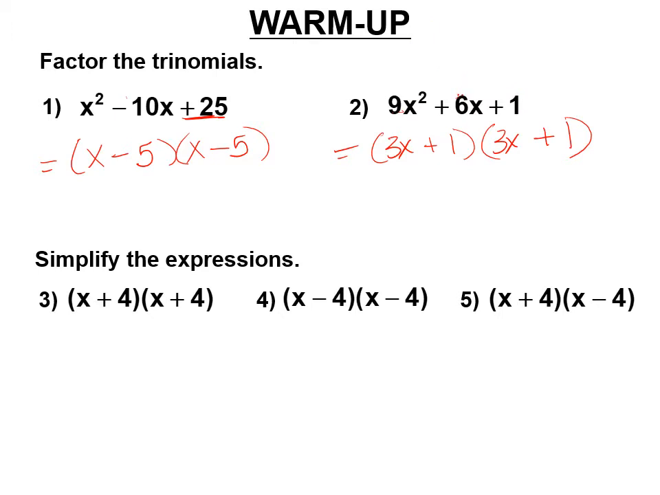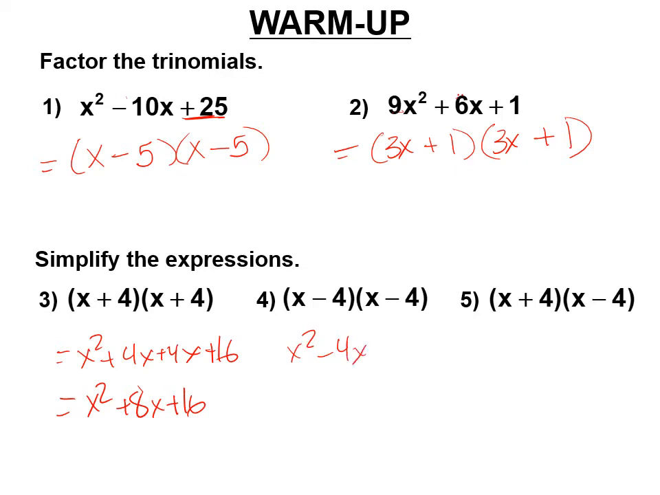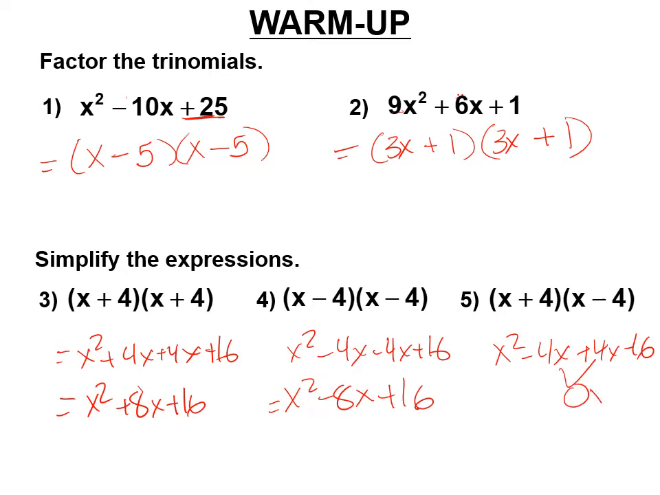Okay, now let's do some foiling here. So this is x squared plus 4x plus 16, which makes x squared plus 8x plus 16. This one in the middle is x squared minus 4x plus 16, so it's x squared minus 8x plus 16. Okay, this one is x squared minus 4x plus 4x minus 16. Those add up to 0x, which is 0. So it's x squared minus 16.